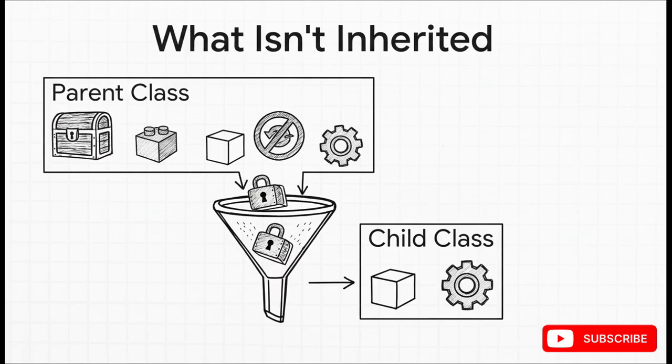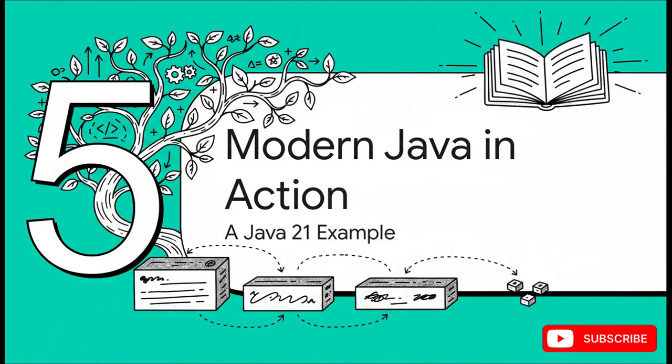This is actually a big deal, and it's why developers are careful not to create these gigantic, sprawling family trees of classes. They can get complicated. All right, time to bring it all home. For our last section, let's see some modern Java in action. We're going to look at a full, clean example using some cool features from Java 21.